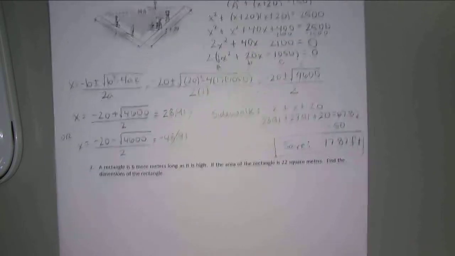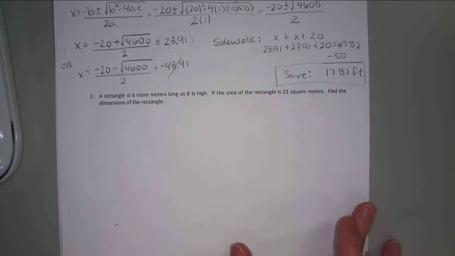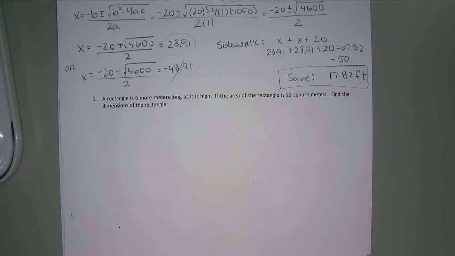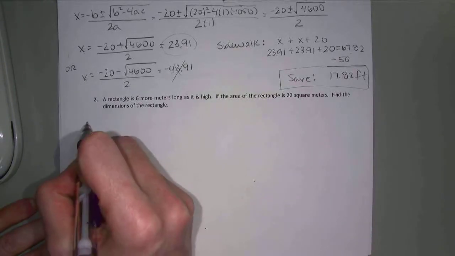Look at number 2. This guy is nothing new here. A rectangle is 6 more meters long as it is high. So what shape are we dealing with? A rectangle.